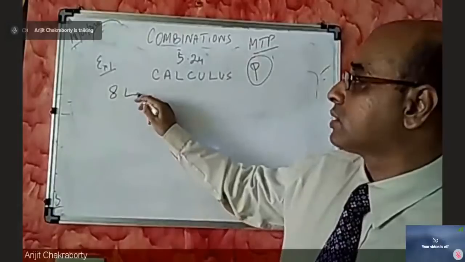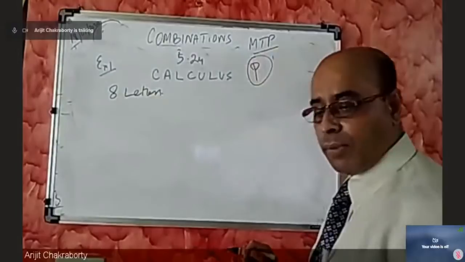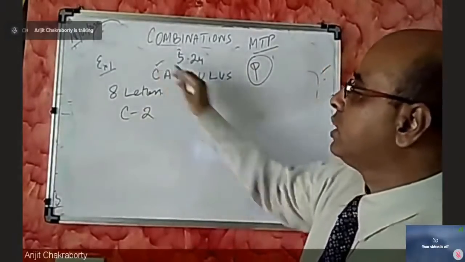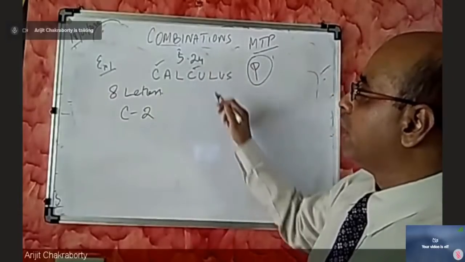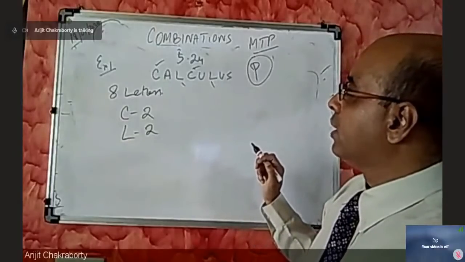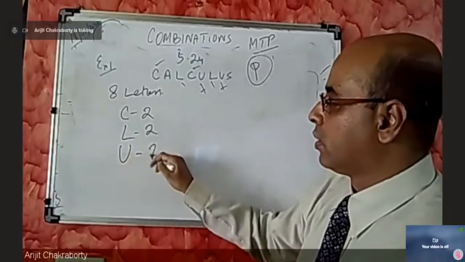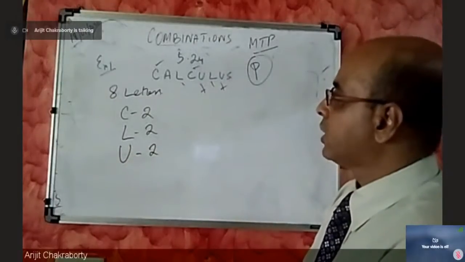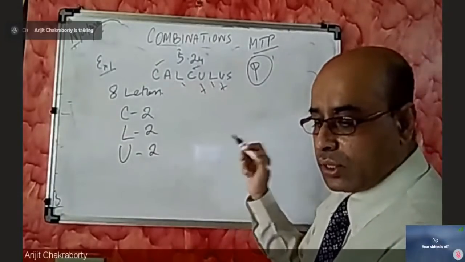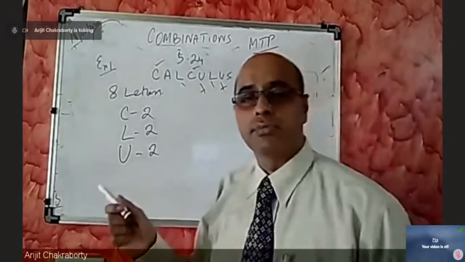Out of 8 letters, let us see how many are common. C we are having 2. L again 2. Then we are having U again 2. And the other 2 letters are A and S. So we have 2 C's, 2 L's and 2 U's. This is how calculus is made.